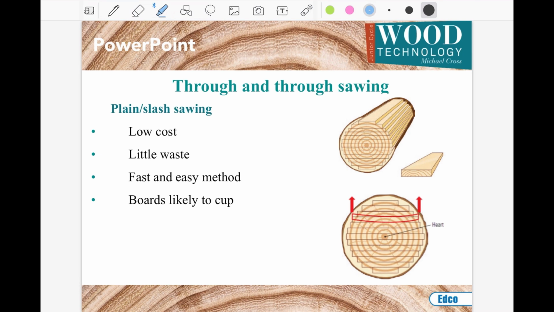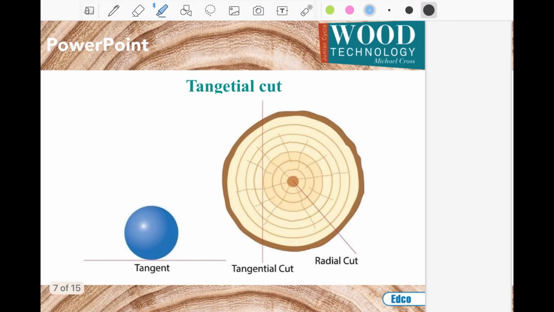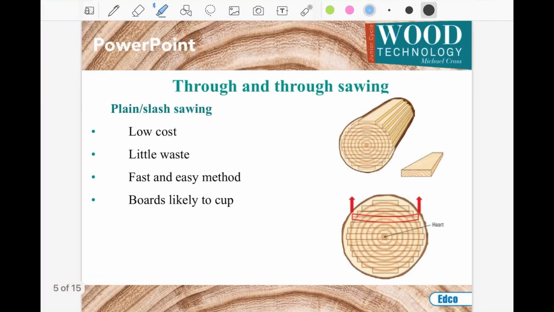Okay, now PowerPoint, I'm reading the page directly. Conversion, or at least this chapter, really breaks down into 3 areas. And the 3 areas are, we have through and through sawing, we have quarter sawing, and we have tangential sawing. And what that means is they are the 3 main areas in which we convert timber. In other words, how we change timber or cut timber. So remember, every time I say the word convert, I mean cut. Okay, now through and through sawing, and you will need to learn that phrase, through and through. It's the most basic and the simplest way we can cut timber.